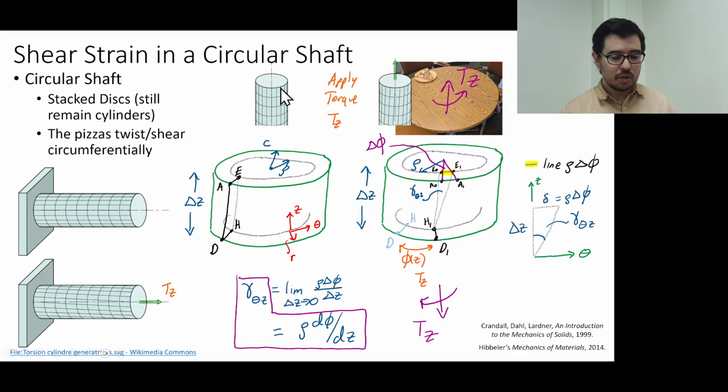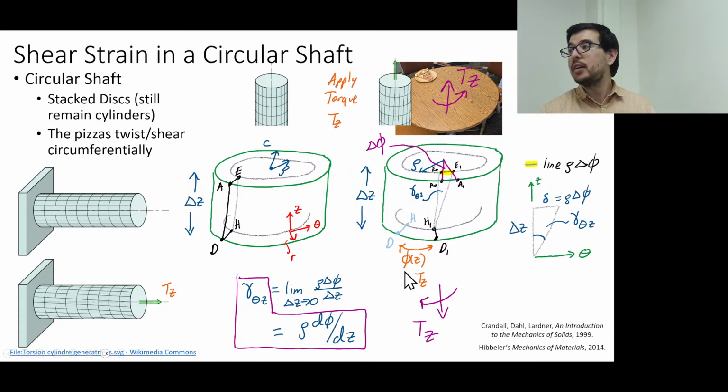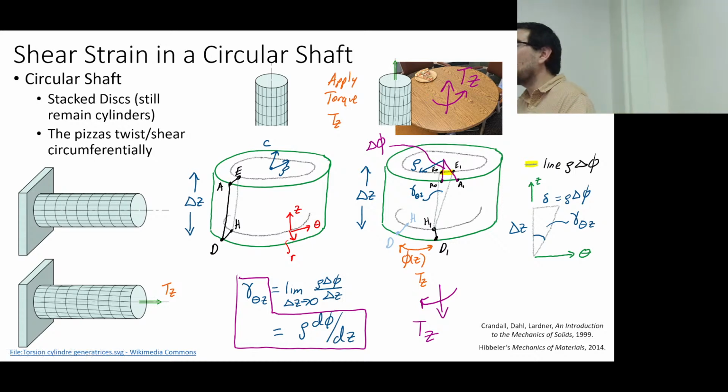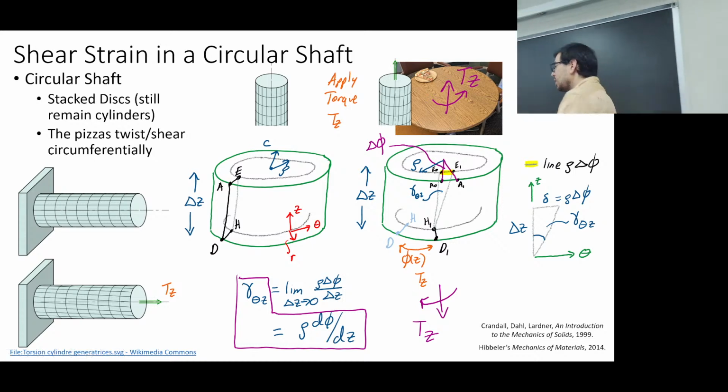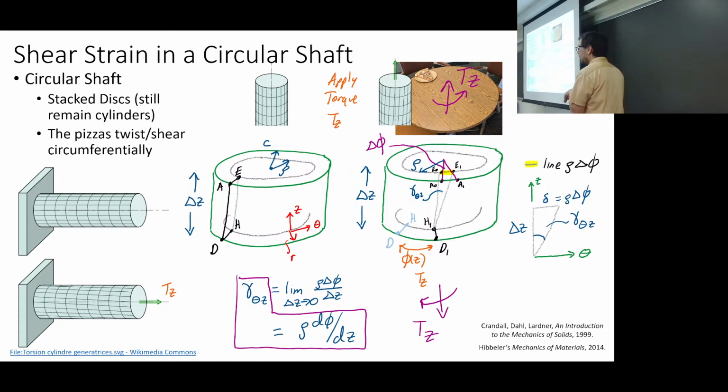So this was the untwisted state. Now this is the torqued state. And now we go back to looking at slices of pizza. Imagine this is a pizza slice, here or here, whatever it is. The whole pizza, or the bottom of the pizza, has rotated some amount phi. You get that, right?